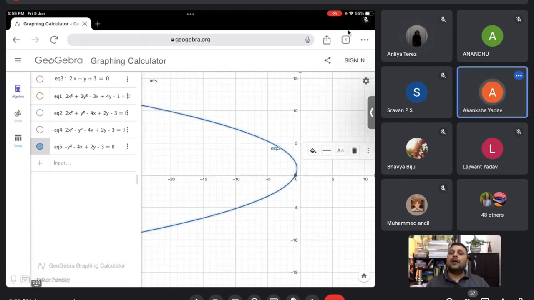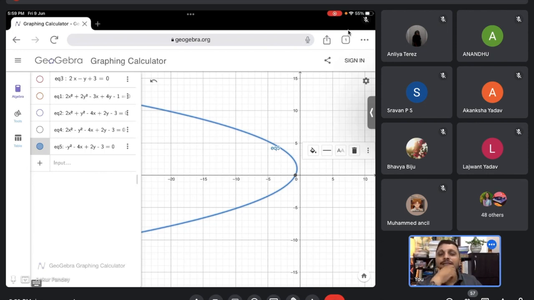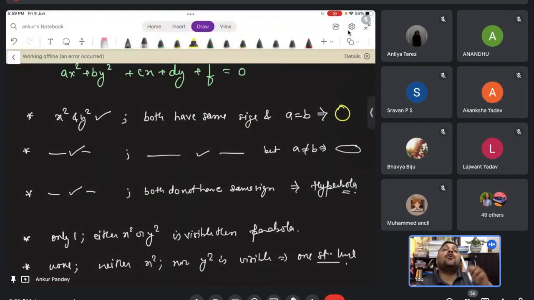Yes, sir. Understood? So just by looking at the equation, now you can tell what the shape is. Understood or not? Yes, sir. Clear? Yes, sir. Got it? Shabash.